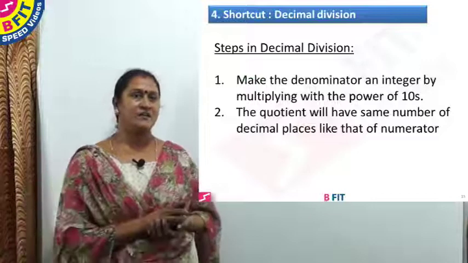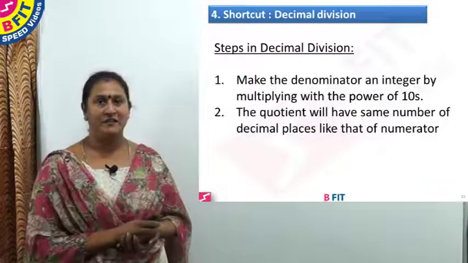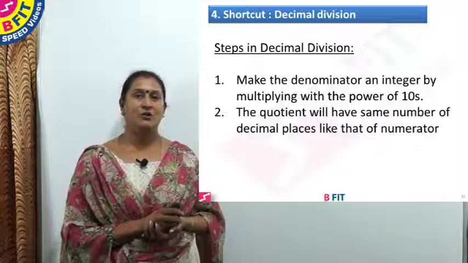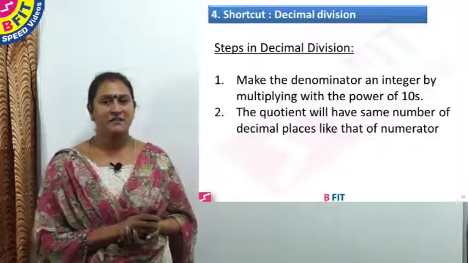And the steps in decimal division are: make the denominator an integer, and then place the decimals in the quotient as many as the decimals in the numerator.